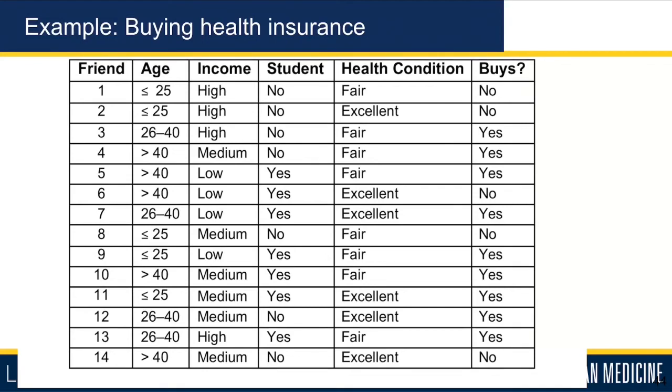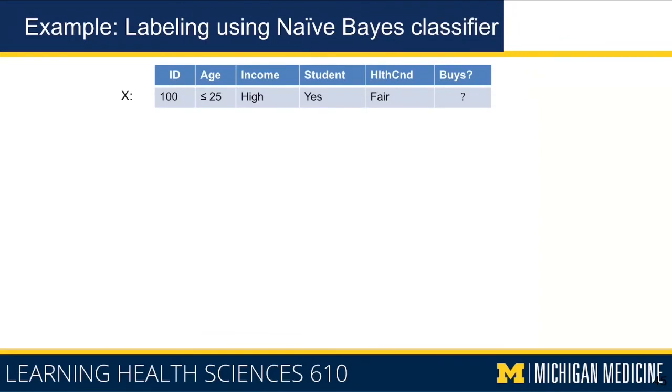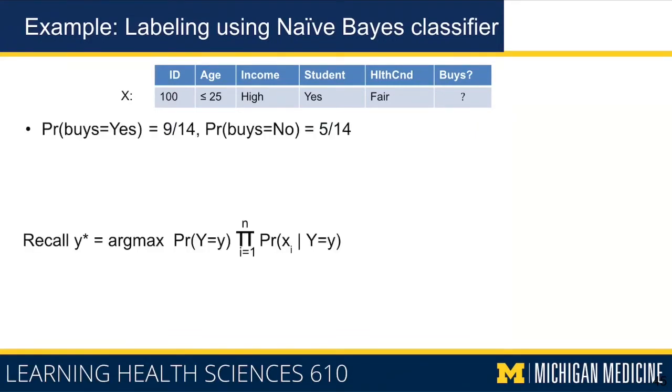This example is something that you have seen in our decision tree video earlier. This is a data set of 14 instances. There are 4 features: age, income, student, and health condition. And then the class label is yes or no, whether they will buy health insurance or they will not. All of these features are categorical features. So student is yes or no, health condition is fair or excellent, income is low, medium, high, and age, even though it's a number, has been split into 3 groups: less than 25, 26 to 40, and greater than 40. So then let's take this new instance of somebody who is aged less than 25, income is high, and is a student and has a fair health condition.